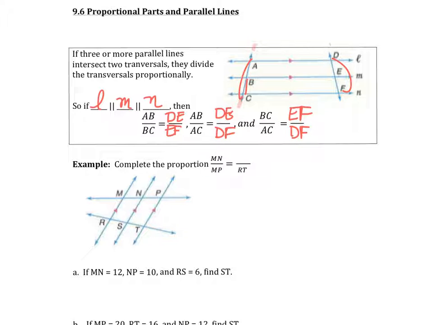All right, our first example here says to complete the proportion. So again, I've got three parallel lines cut by those two transversals, so they divide those parts proportionally. So I have MN over MP is equal to RS, so this short part over the long part. So again, because MN was used, I have to use those same, in between those same parallel lines for the second part. Okay.